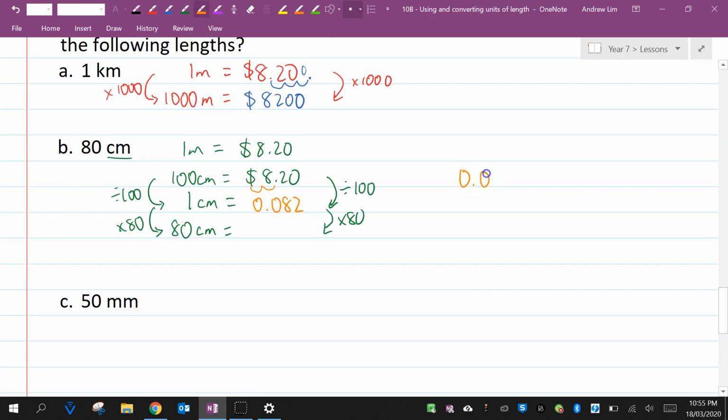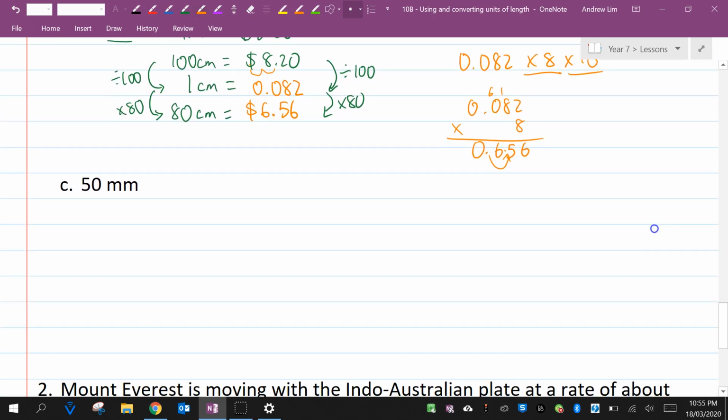So we have 0.082 times 80. Now another way of writing that is times it by 8 and then times it by 10. So let's times it by 8. 0.082 times 8. 16, 64, 65. 0.656. That's the times 8. Now we need to times it by 10 by moving the decimal to the right once. 6.56. $6.56. Alright, pause the video, have a go with question C yourselves.